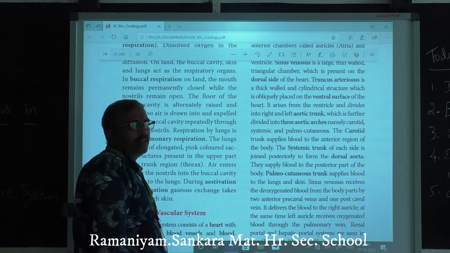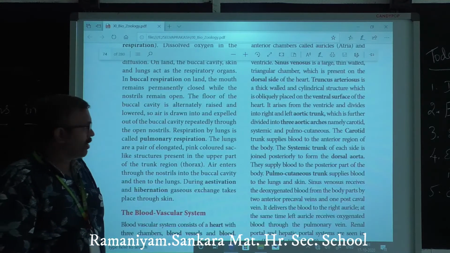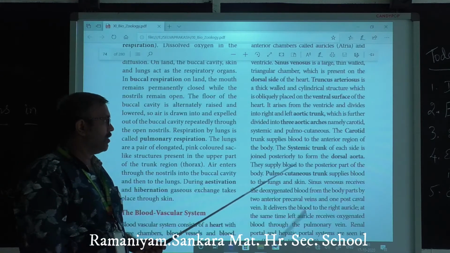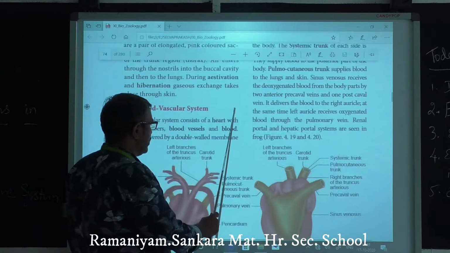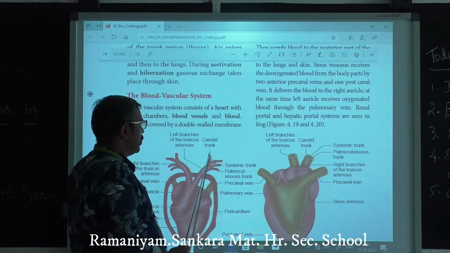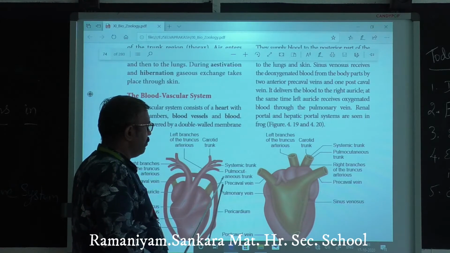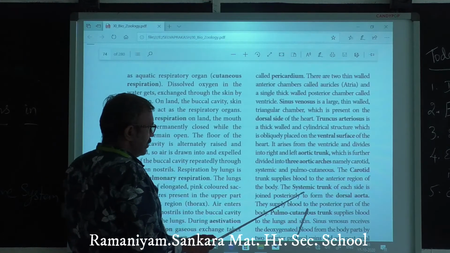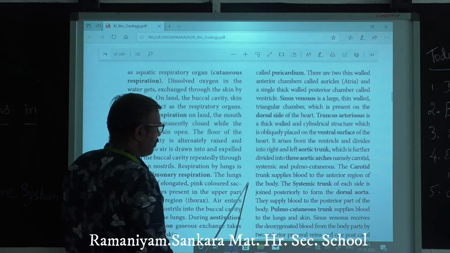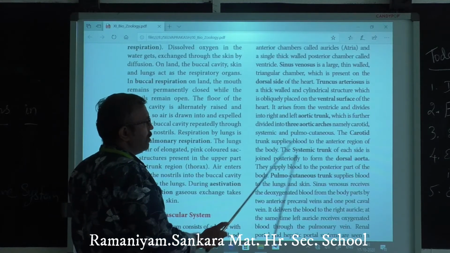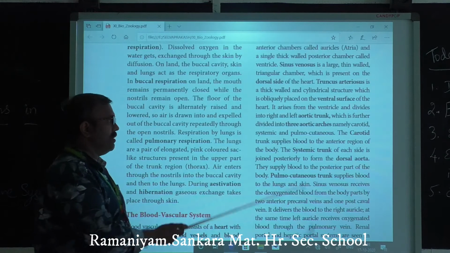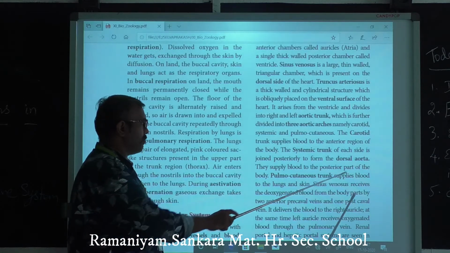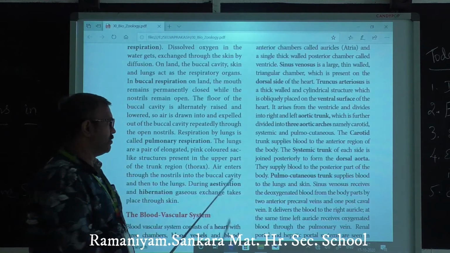There are 3 arches: one is the carotid trunk, another is the systemic trunk, and another is the pulmocutaneous trunk. The carotid supplies blood to the anterior regions of the body, the systemic trunk supplies blood to the posterior part of the body, and the pulmocutaneous trunk supplies blood to the lungs and skin.